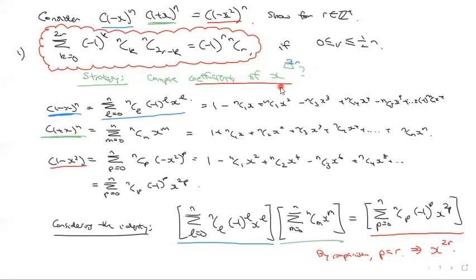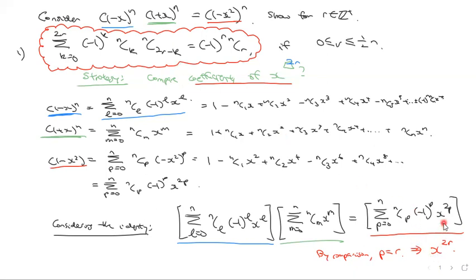So now it's clear. We need to use this to get the coefficient of x to the power of 2r on the left-hand side, because the coefficient of x to the power of 2r on the right-hand side is this. As long as we can prove the coefficient of x to the power of 2r on the left-hand side is this, then it's true.